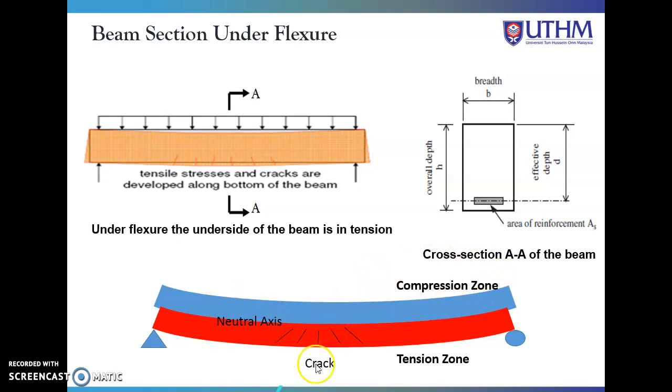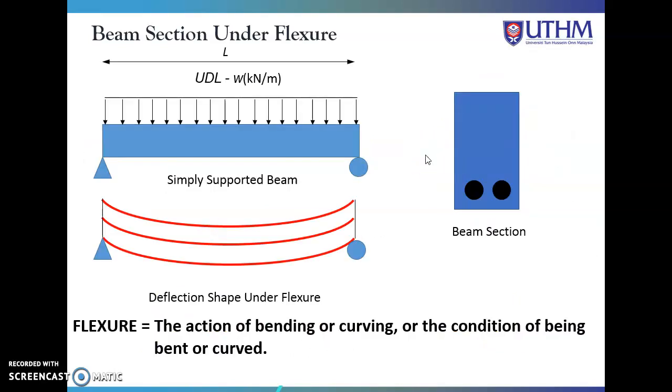So this will have a failure, or we call it flexure failure. There will be some cracks at the bottom of the beam. This is a cross section of the beam, which has the overall depth, effective depth, area of the reinforcement, and also the breadth.